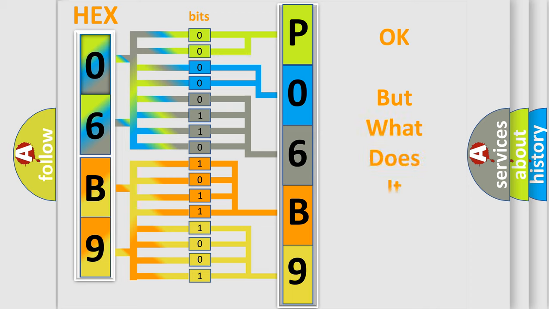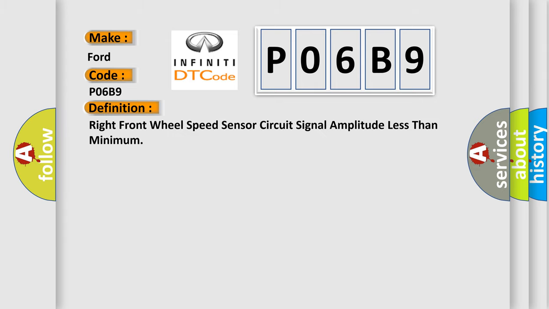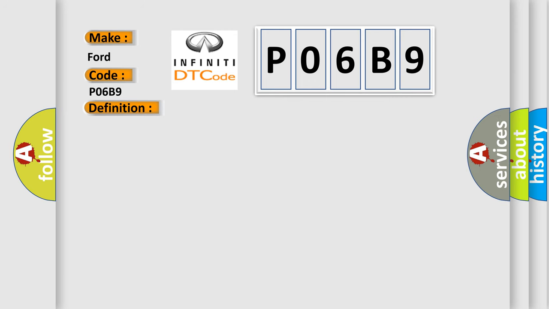The number itself does not make sense to us if we cannot assign information to what it actually expresses. So, what does the diagnostic trouble code P06B9 interpret specifically for Infiniti car manufacturers? The basic definition is: right front wheel speed sensor circuit signal amplitude less than minimum. And now this is a short description of this DTC code.